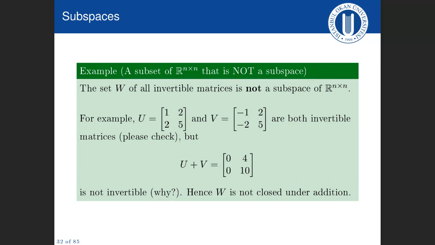And I've written why. I want you to think about why we know straight away that U plus V is not an invertible matrix. You can ask me at the end if it's unclear to you. That means that W is not closed under addition. We have invertible matrix plus invertible matrix is not invertible. Invertible matrix plus invertible matrix is not in W, so W is not closed under addition. Therefore, W is not a subspace of R^(n by n).